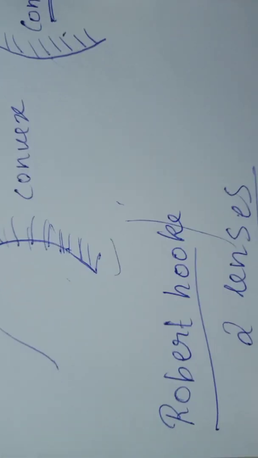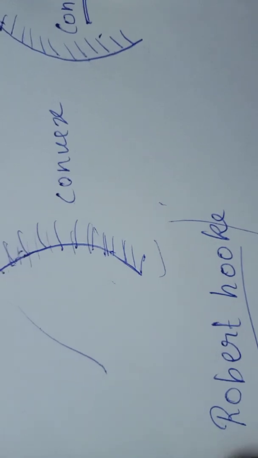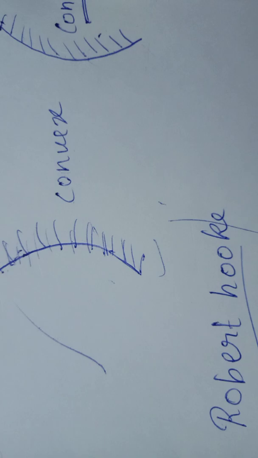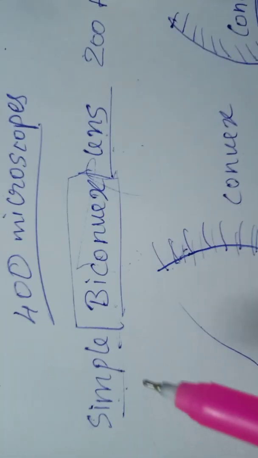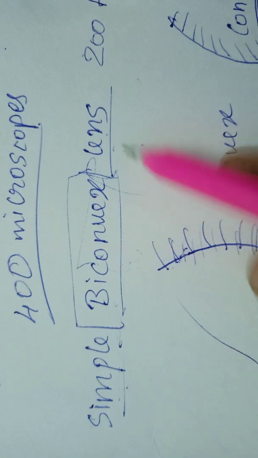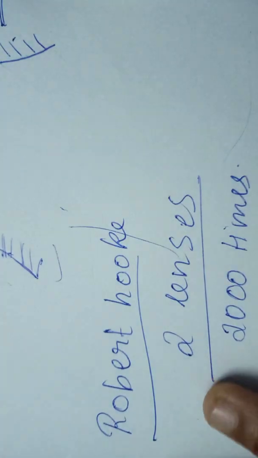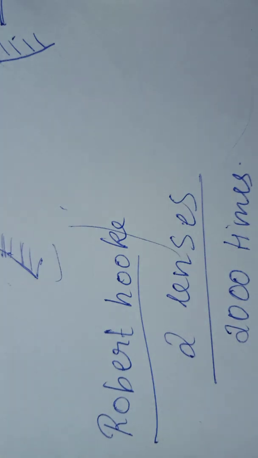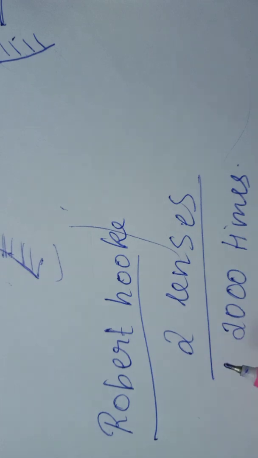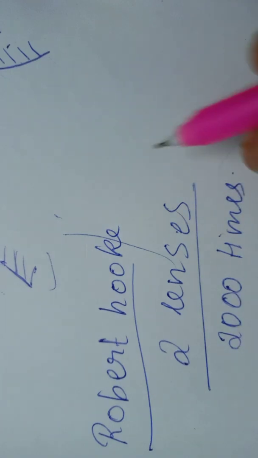Next the person who came is Robert Hooke. What he did was make an advanced microscope better than Antony van Leeuwenhoek's. Antony van Leeuwenhoek used only a single biconvex lens, but Robert Hooke was very intelligent. He used two lenses, which could magnify a thing up to 2000 times. Now he also used a concave mirror.